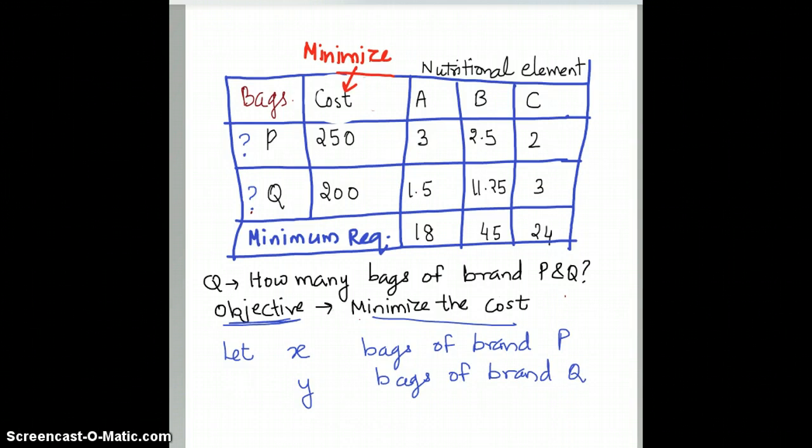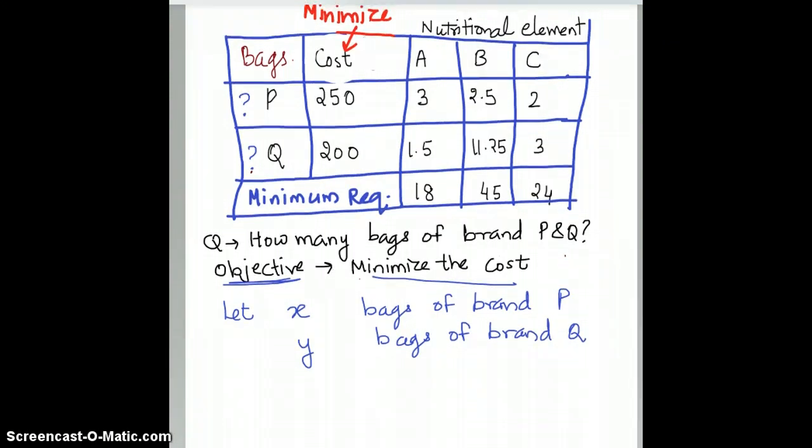Okay, now the very first thing that we will do is the objective. First we will write the objective function. As it is mentioned, our objective is to minimize the cost. Now the cost comes from the cost of bag P plus the cost of bag Q, because we are talking about the total cost. So we have the cost from bag P and the cost of bag Q.